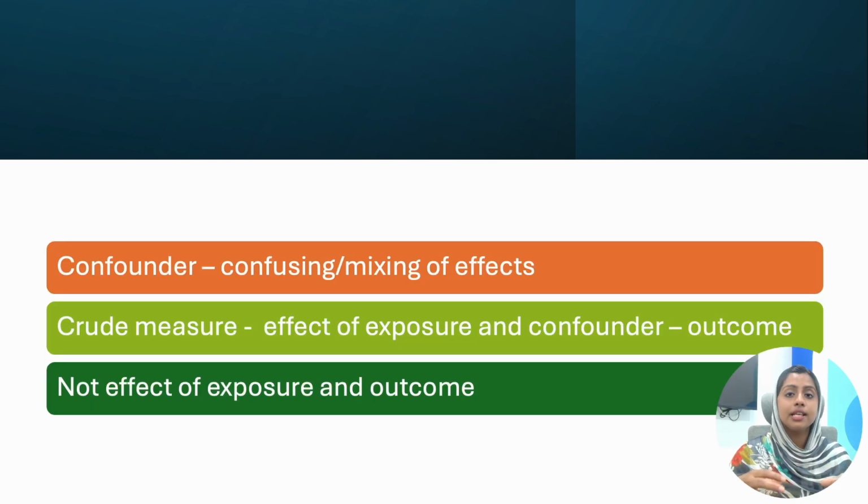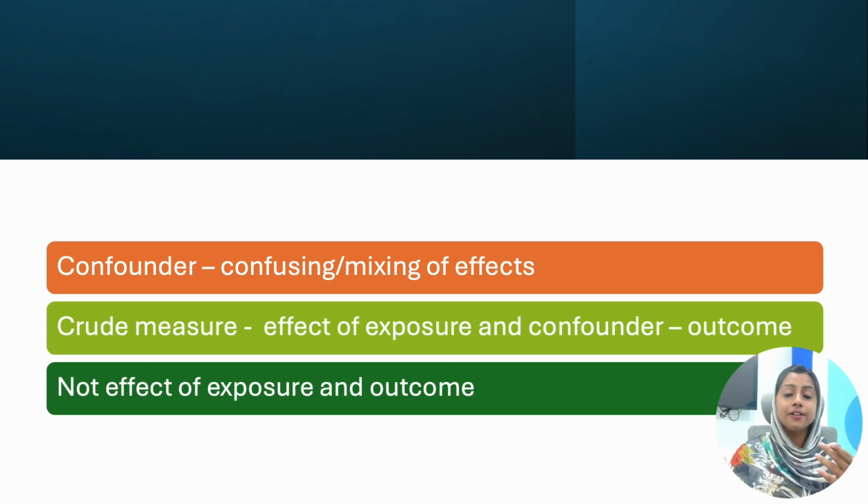It causes a mixing of effects, in the sense that in the study where I am determining the association between smoking and coronary heart disease, I am not just getting the effect of smoking on coronary heart disease, but the effect of age as well, because elderly individuals tend to be more smokers. So what I get in such a study would be a crude measure. If I am not addressing age in that particular study, the result that I am getting would be a crude measure, which means it is not purely the effect of smoking on coronary heart disease, that is, the exposure on the outcome.